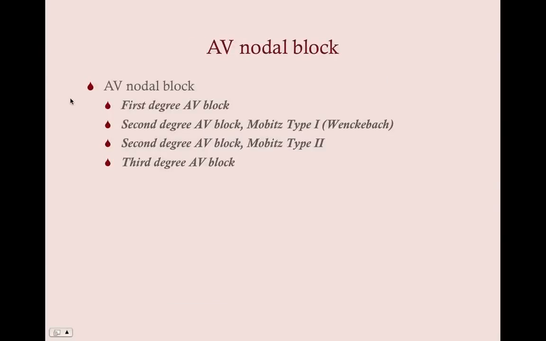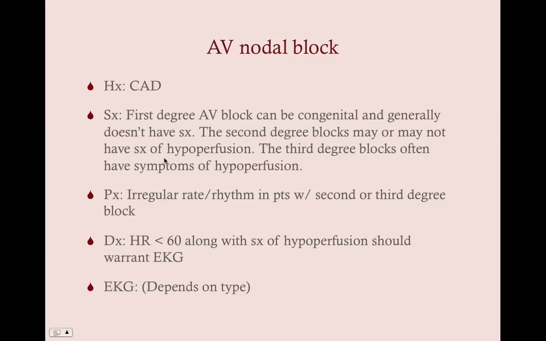There are 4 different kinds of AV nodal blocks, and the only way you're going to be able to tell them apart is on EKG. So you have a patient that comes in with a slow heart rate and symptoms that look like hypoperfusion, and you get an EKG. The only way you're going to tell what the arrhythmia is is by looking at the rhythm on the EKG. So the only way you're going to make this diagnosis is with EKG. Let's look at some of the EKGs.